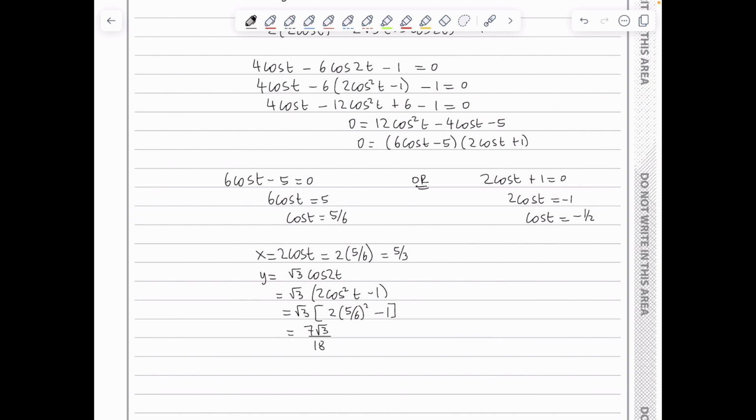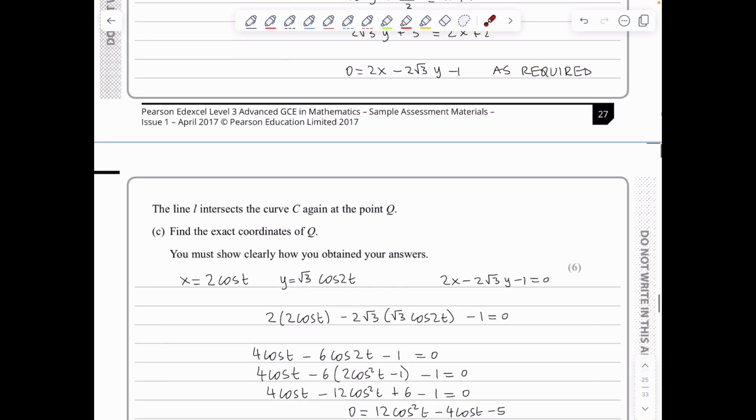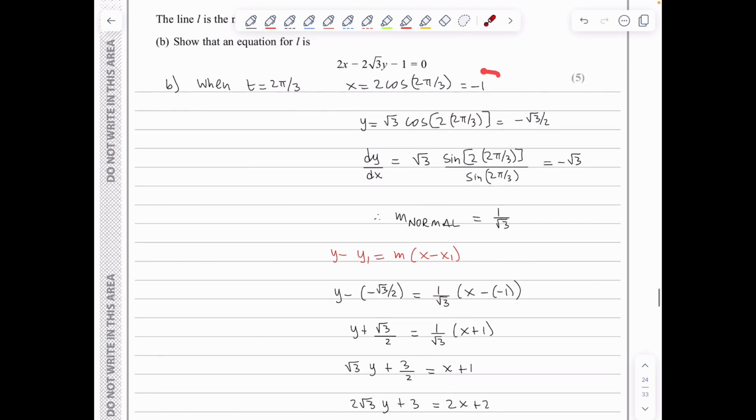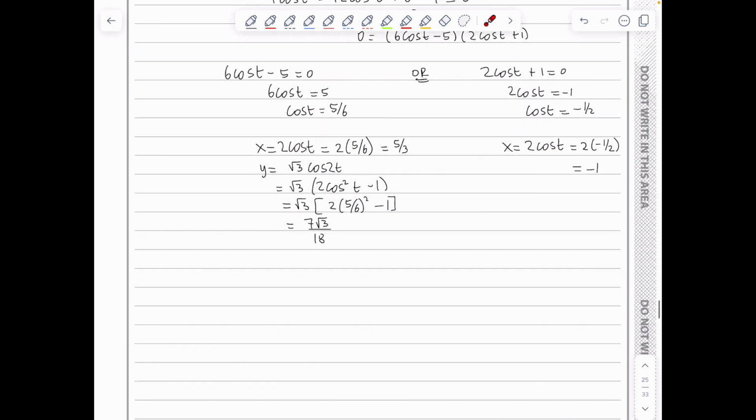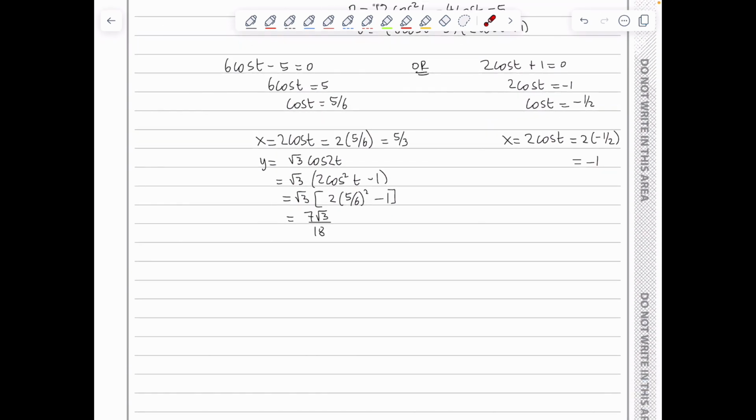And for cos t is minus a half, I could put x to be 2 cos t, so 2 times minus a half, which gives an answer of negative 1. Recall that negative 1 was the value we obtained for x when we were looking for the point P, which means that for cos t being minus a half, this is the point P. So the point Q here has coordinates 5 over 3, 7 root 3 over 18.